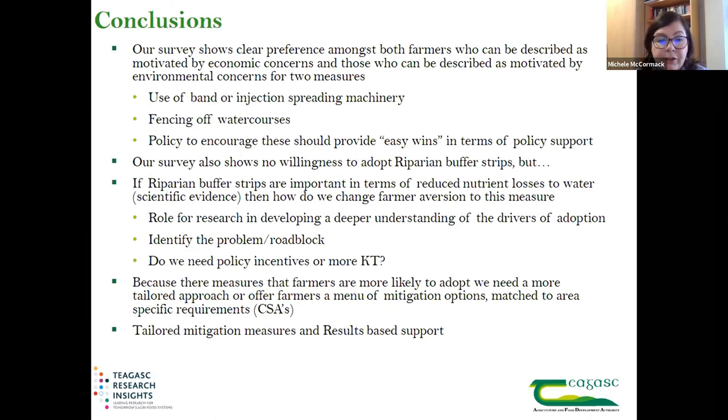So all of these are questions for research and questions that we're hoping to answer over the next couple of years. And because there are measures that farmers are more likely to adopt, we need a more tailored approach to offer farmers a menu of mitigation options. And maybe we need to be matching these to specific requirements. So from all of the research, and I suppose this is coming out from when we look at provision of public goods through agri-environmental schemes, we would say we need tailored mitigation measures, and we need results-based support for farmers for providing these public goods by using these different mitigation measures.